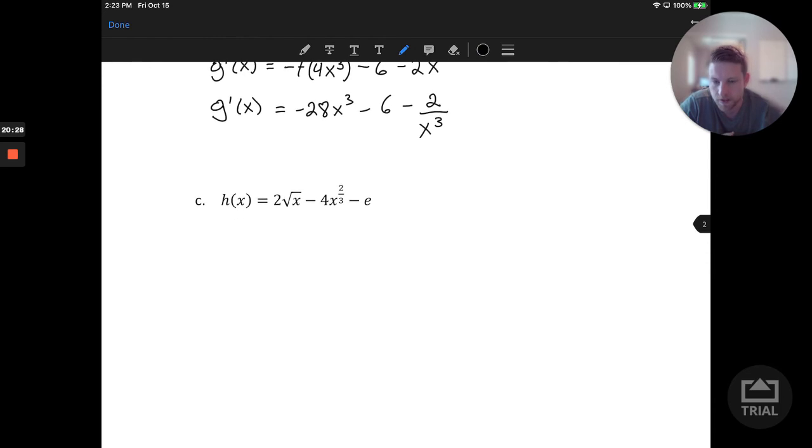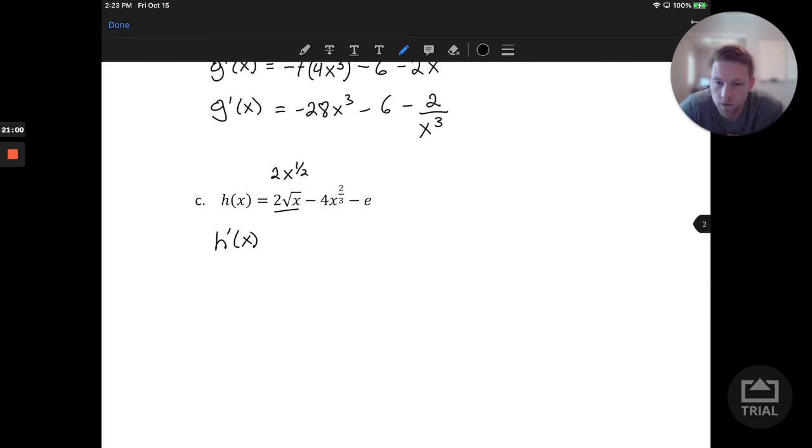The next one we'll have is for c, h of x. This one looks like it has some different looking powers here with some fractions and square roots. So before I go, let me just rewrite this. We're going to want to find, again, h prime of x. And if I consider the square root of x in this first term, another way I could write that is x raised to the 1/2 power.